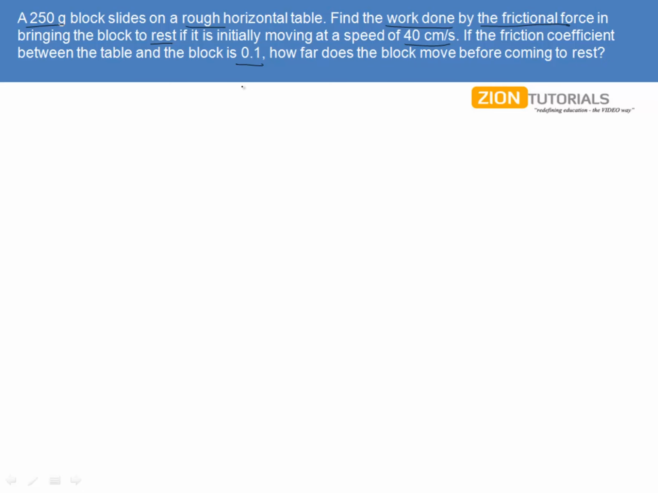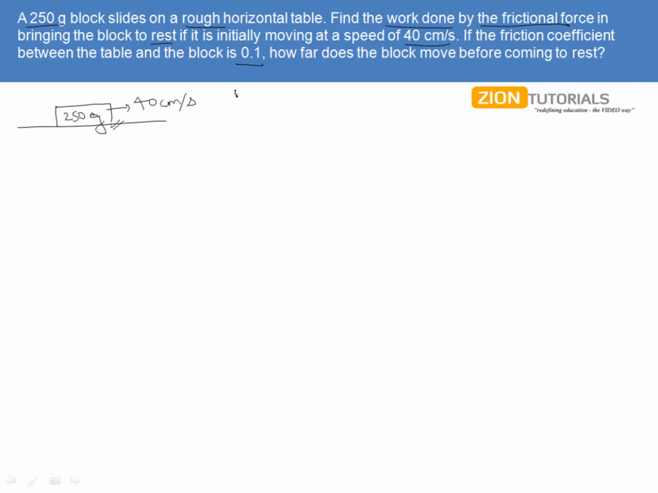Now what is happening in this question is that we have a horizontal surface, that is a table, and a block over that with a weight of 250 grams, which is moving at a speed of 40 centimeters per second, and there exists friction on this surface which will be able to stop it in a certain time. So we need to find how far it travels before actually stopping.